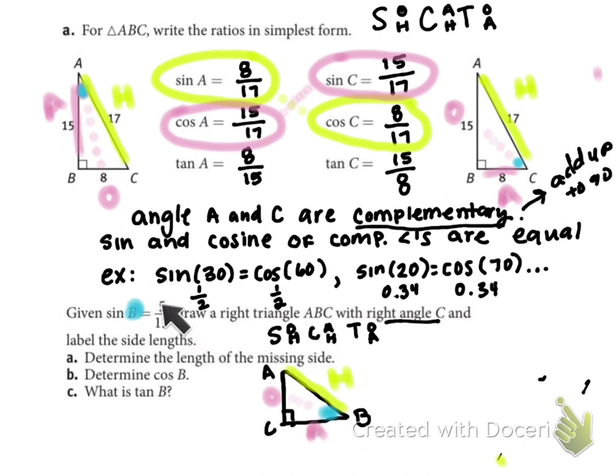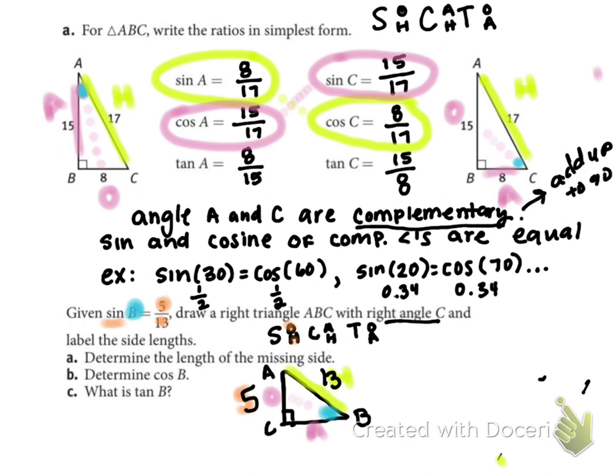Now, they already gave us some values for the side lengths with this 5 over 13 right here. So we can use that sine is opposite over hypotenuse. Opposite is this top number, which is 5. Hypotenuse is this 13. So right there where you have the O label, you're going to put a 5. Your hypotenuse goes at the bottom. That's that 13. So right there where you have H, you're going to put 13.